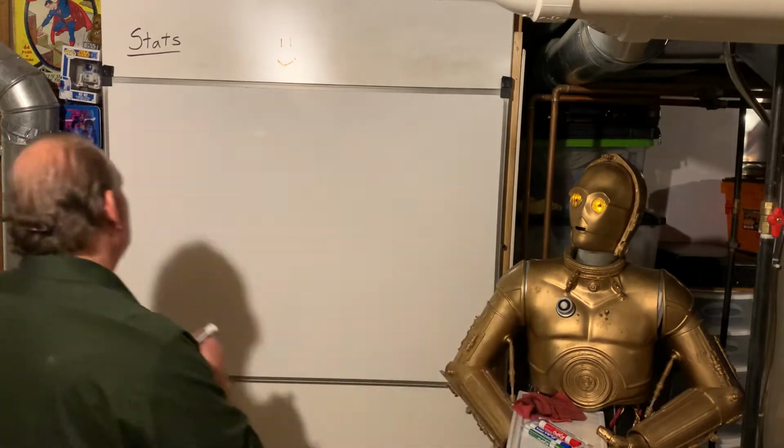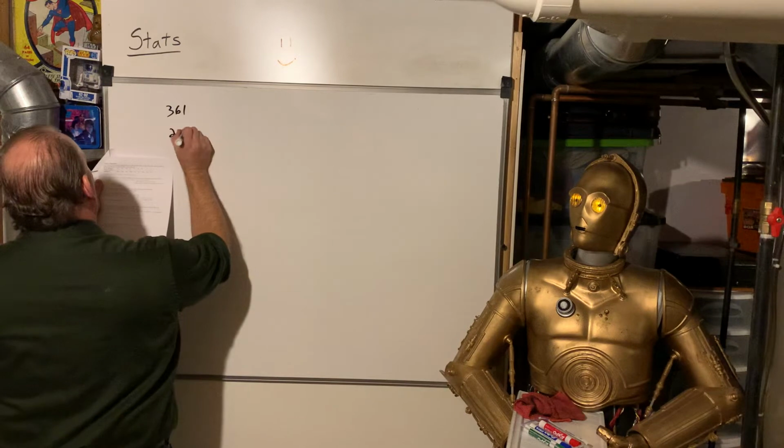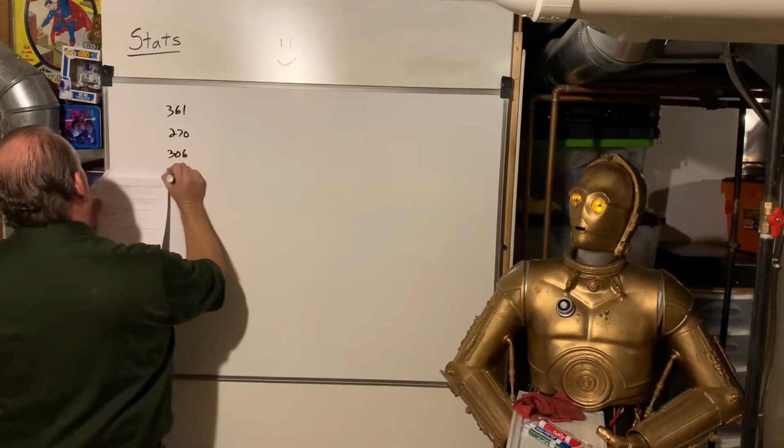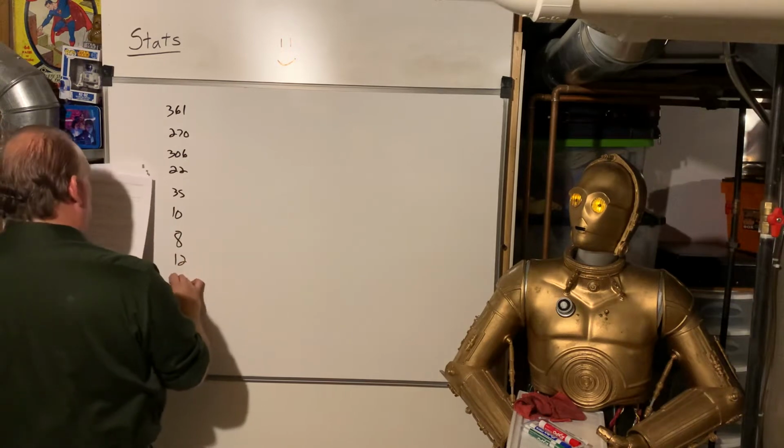Mostly page 7 is going to be done on the computer. You're going to do number 12. You're going to open up Excel and type in all of the numbers into one column: 6, 22, 35, 10, 8, 12, and 21.